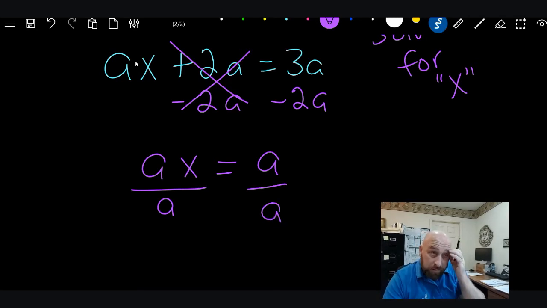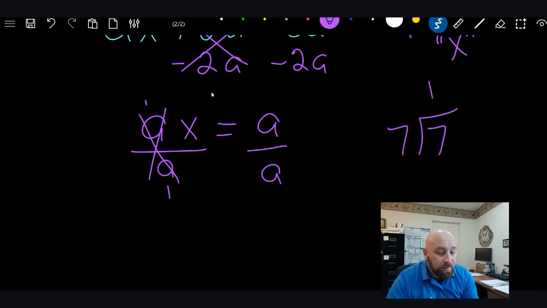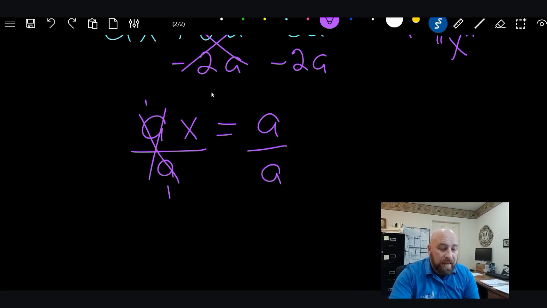And now this one's interesting. Watch what happens here. This is crazy. This actually gives us an answer, believe it or not. This cancels, and remember it cancels to 1. When things cancel, they cancel to 1 in algebra. Because whenever you divide anything by itself, you get 1. So 7 divided by 7 equals 1. Well, A divided by A gives you 1.